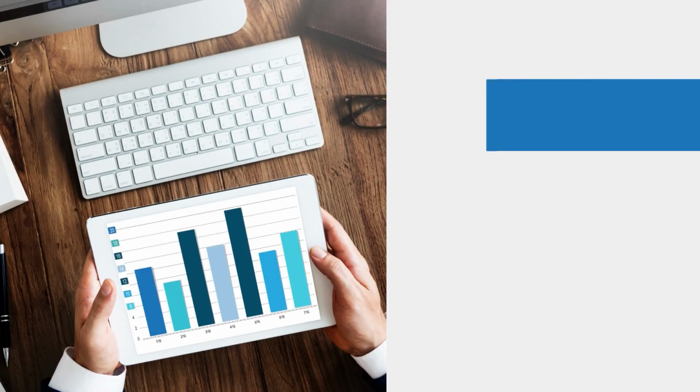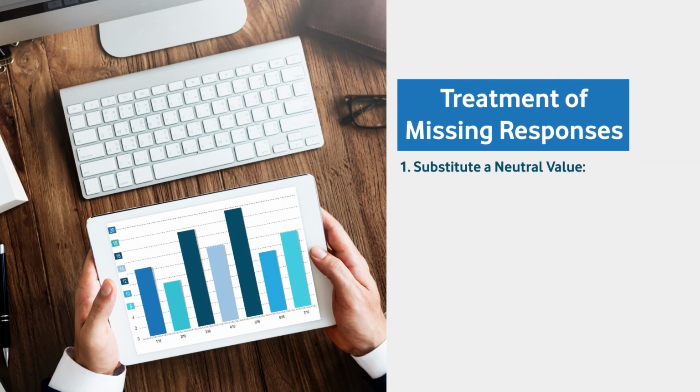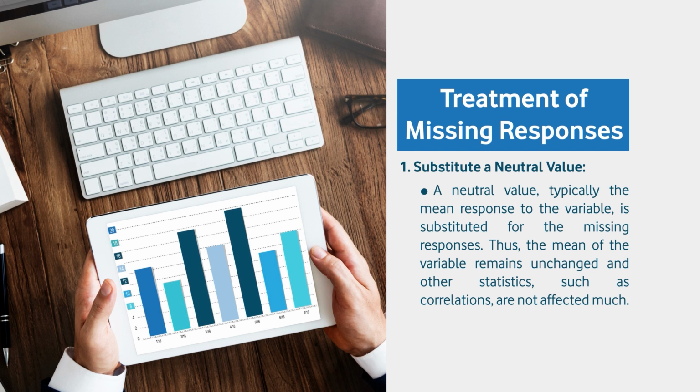So here, how do we treat these missing responses, right? The first treatment is substituting a neutral value. Here a neutral value, typically the mean response to the variable, is substituted for the missing responses. Thus, the mean of the variable remains unchanged, and other statistics such as correlation are not affected much, right?